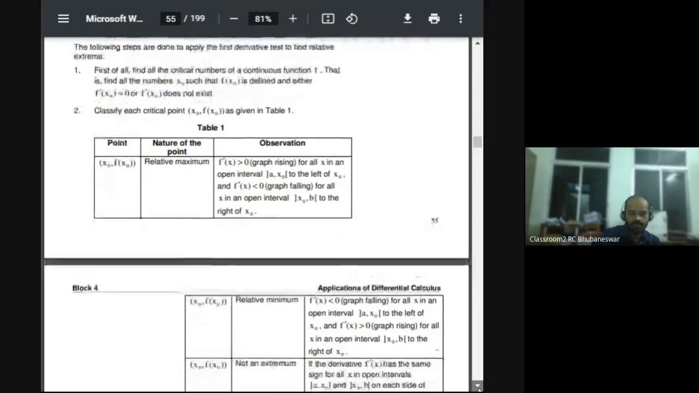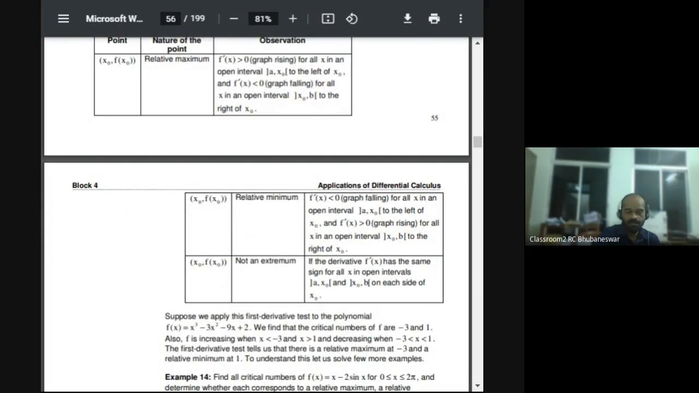So the conclusion will be made here. There is no extremum. That means the conclusion is that no extremum will be found at the point x0 when this type of situation occurs. The sign of the first derivative does not change in an open interval from left to right. So that's why the conclusion will be no extremum. That means we do not have any relative maximum or relative minimum value of the function at that certain point.